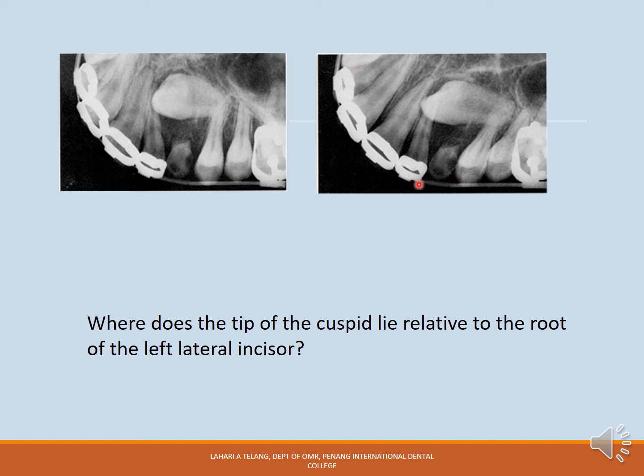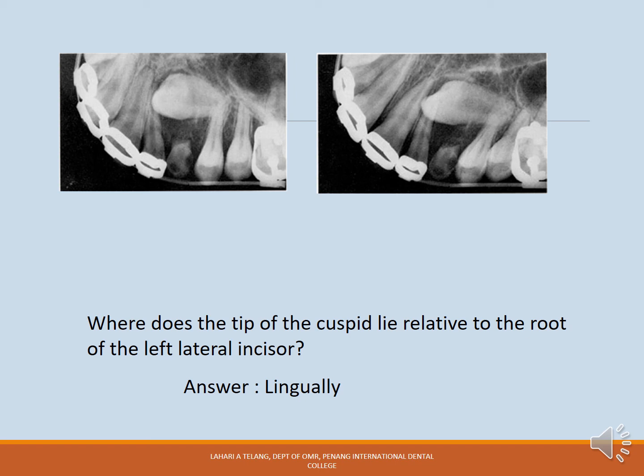So if the machine has been moved mesially, what has happened to the image of the canine? The image of the canine also seems to have moved mesially. Why? Because now it's completely covering the root of the lateral incisor and it is very close to the central incisor. Also, it's covering part of the central incisor. Hence, the tip of the cuspid lies lingual to that of the lateral incisor.